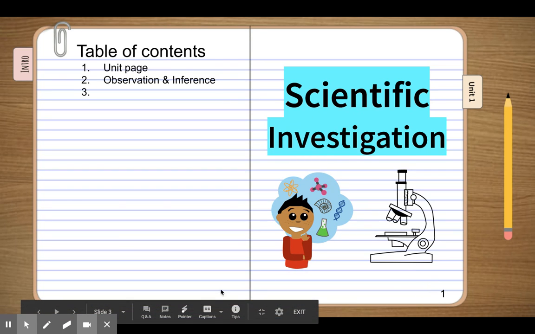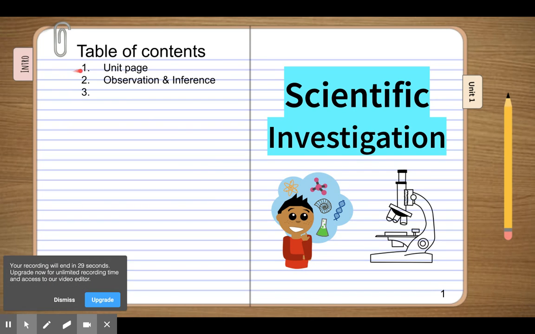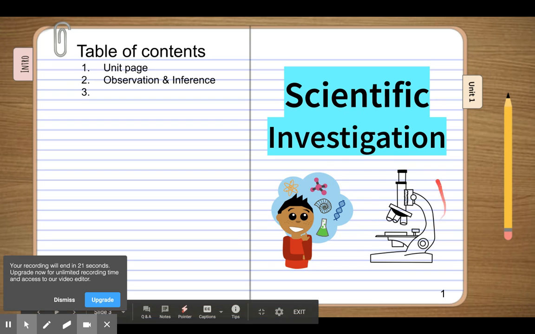I have put a number 1 on my unit page, and that matches with my 1 for my table of contents. So scientific investigation is the beginning of our first unit, and you can draw some pictures and have fun to start off your notebook. So in the next video, we're going to start taking notes on observation and inferences.